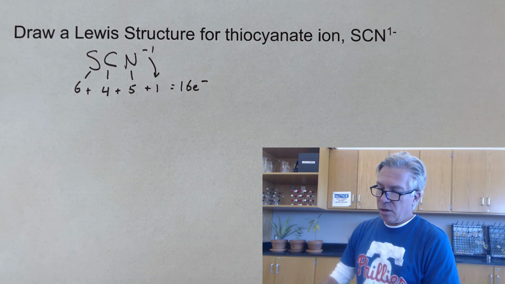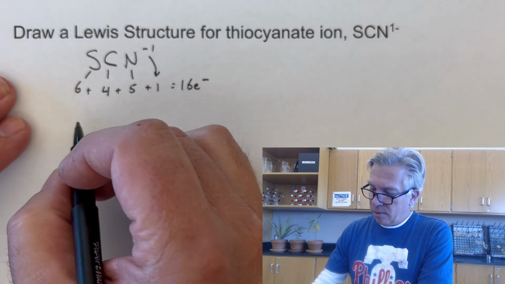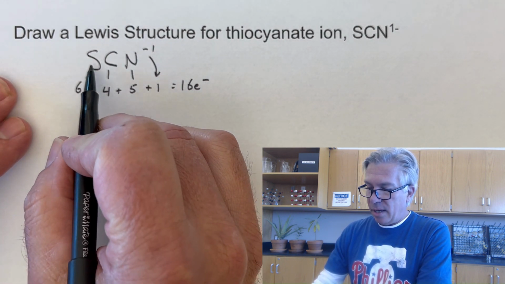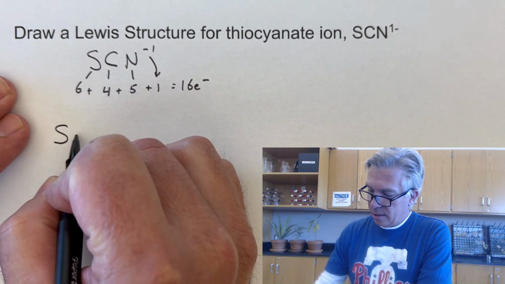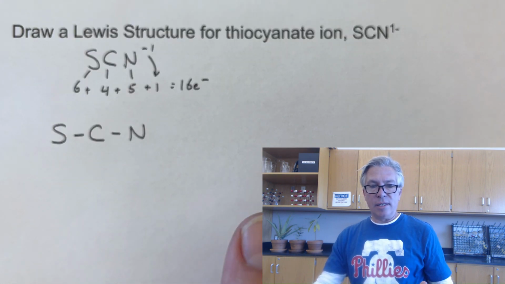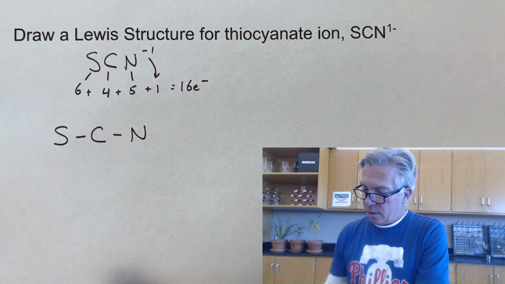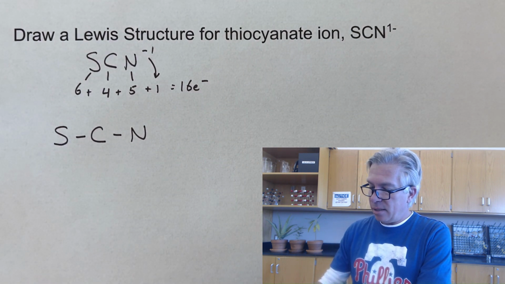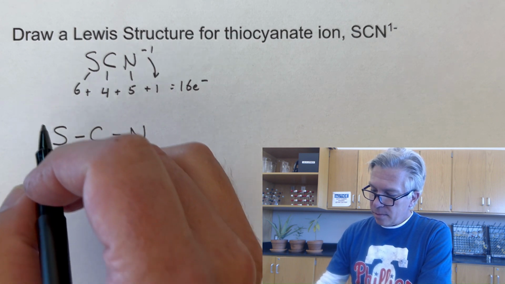Okay, so what we're going to do then is to start by drawing a skeleton structure, and we're going to use the order that they are in, so S, C, N. For these types of ions, it's often written in the chemical formula as to which order they actually do come in. So we're going to start by giving them both a single bond. That's 2 electrons, 4 electrons. So I've got 12 more to go.